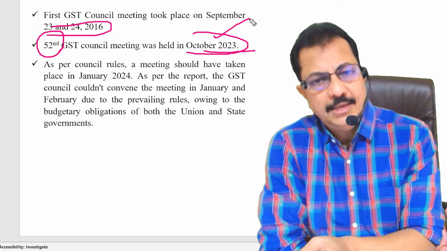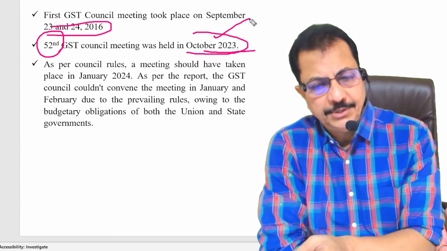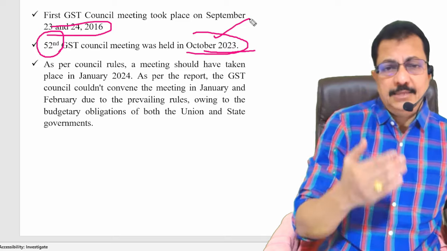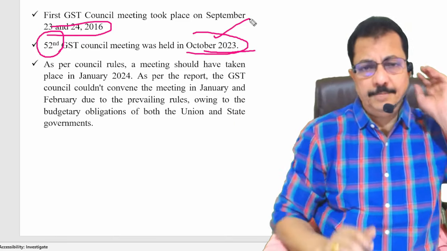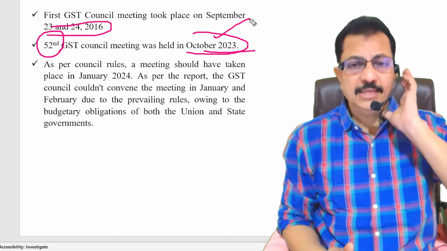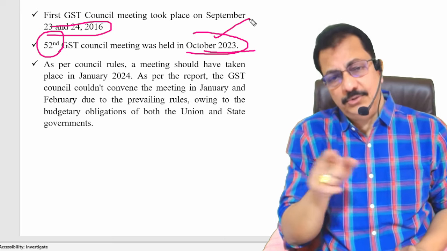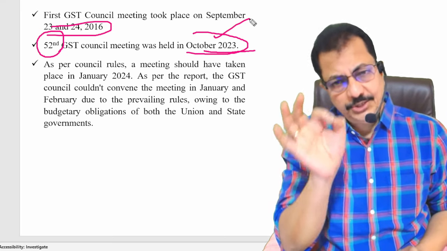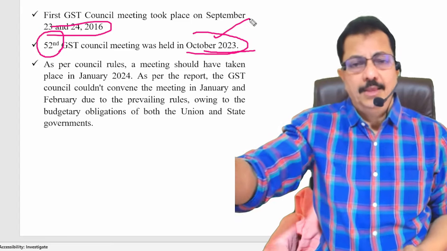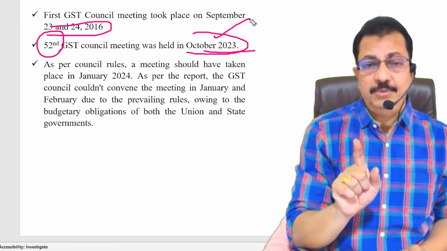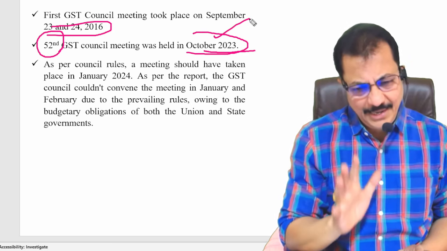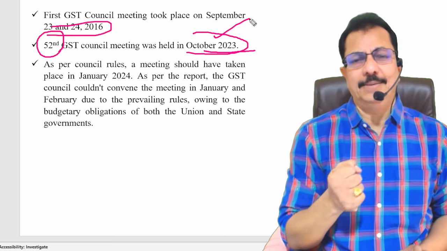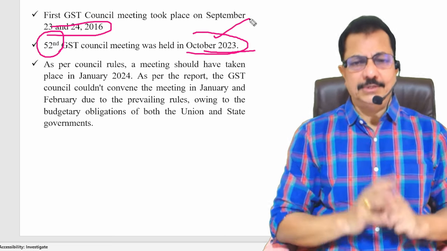That happened in October 2023. But the people who are writing the exam in July, August or later, by the time you write the examination, the next council meeting, meaning the 53rd GST council meeting, will be held, and you have to update your information accordingly. Am I clear? That is the reason why updates are really important. That is the lifeline for your success.